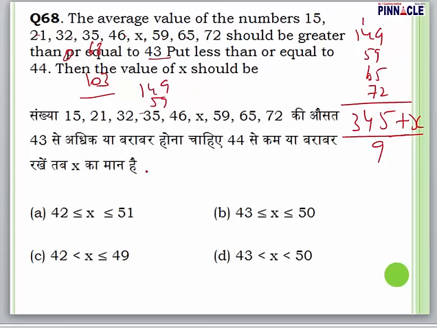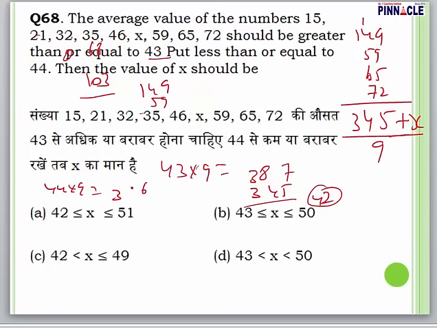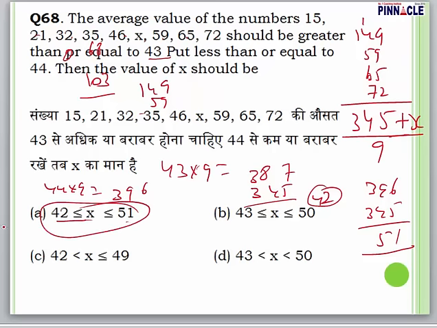Now, if it is 43, he is saying that 43 should be the minimum, that it would be 9 × 43, 387. It means this number would be equal to 345. You can say 42 should be this number. But if it is 44, maximum side, then it would be equal to 44 into 9, 396. It means total is 396, this would be equal to 396 minus 345. 51 should be this value if this is a 45. So this number would be between 42 and 51, A should be the answer.